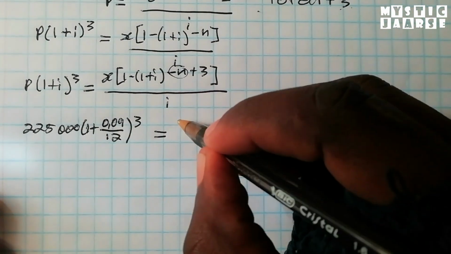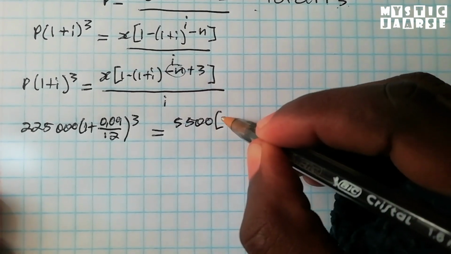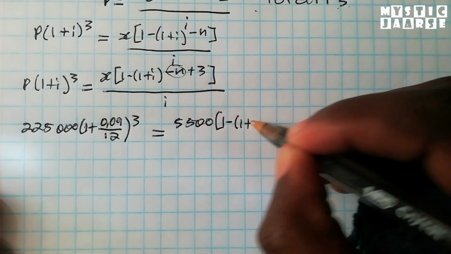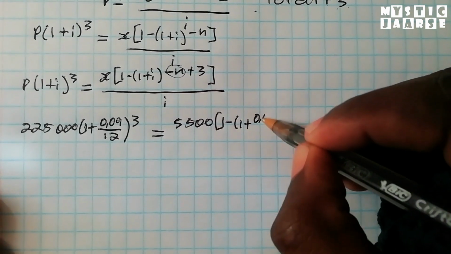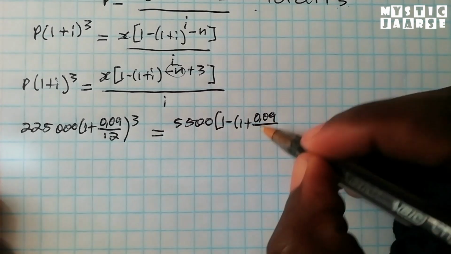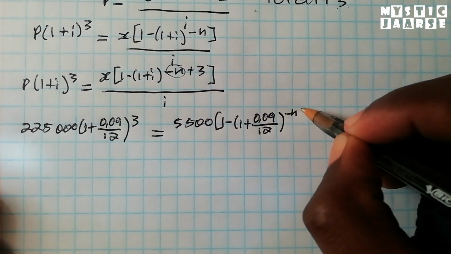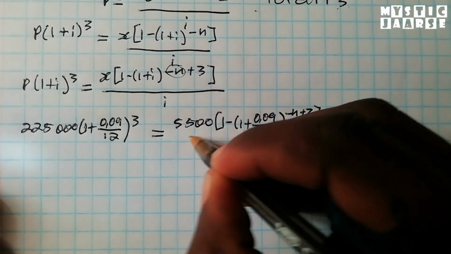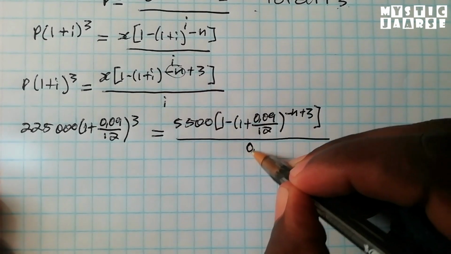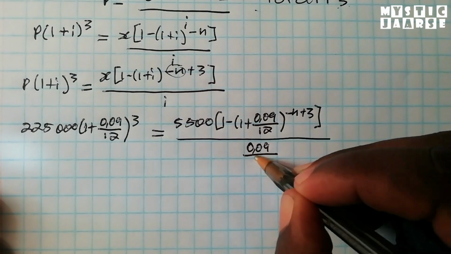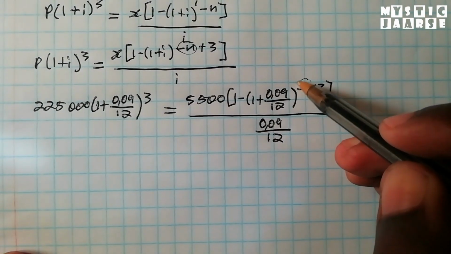So we have 5,500 rands into 1 minus 1 plus interest rate, which is 9%. 9 divided by 100 is 0.09, divided by compounding frequency, which is monthly, so we divide by 12, to the power of negative n plus 3. Close. All divided by I. Interest rate as a decimal is 0.09 divided by compounding frequency, 12. Now what we are solving for is this, right?